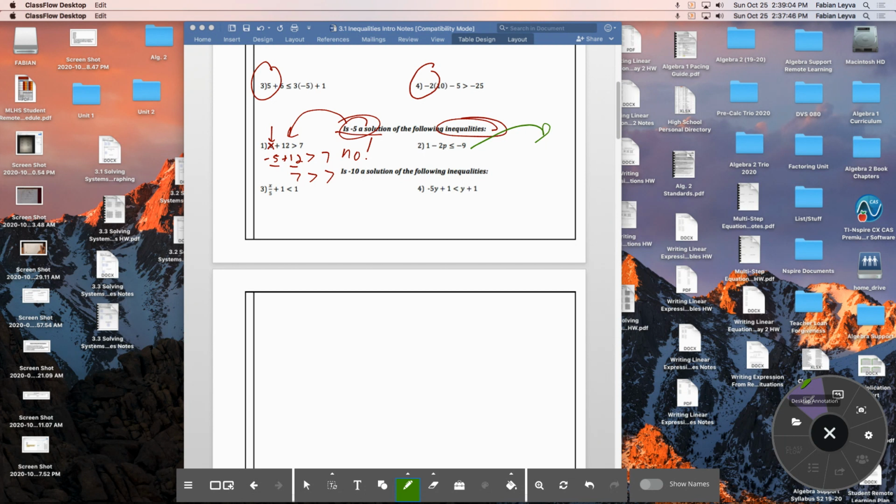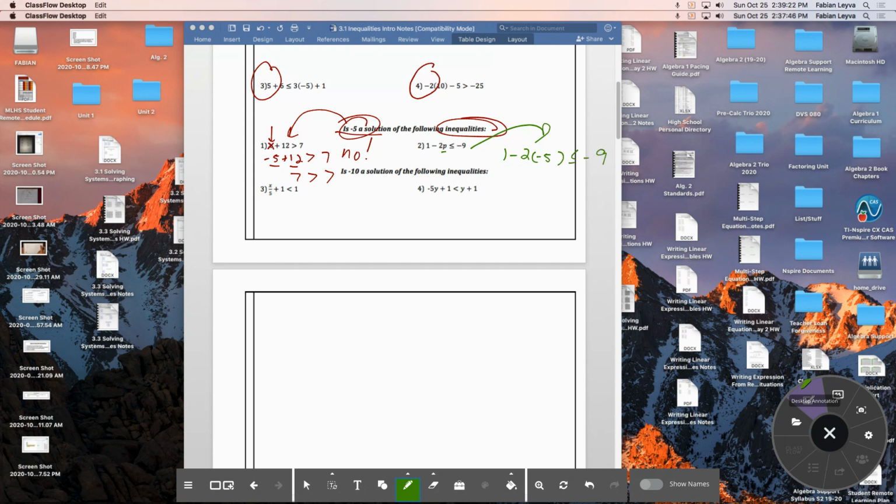So all I'm doing is I'm going to plug in a negative 5 everywhere I have a variable. This time it's a p, but I'm not going to let that distract me. 1 minus 2 times whatever p is, and I'm putting in parentheses so that I can see what I'm plugging in there. Negative 5 is less than or equal to negative 9.